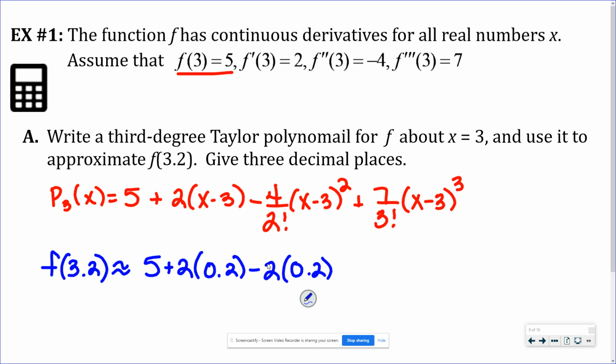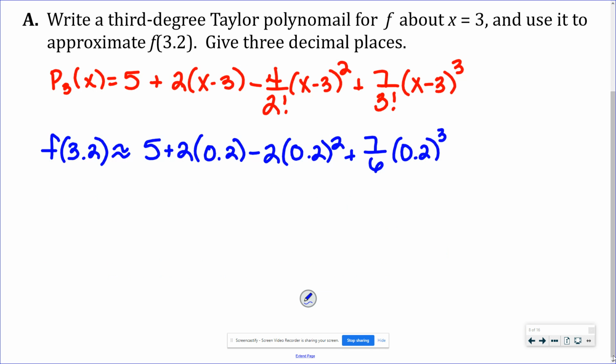That way, when I get to the point where I'm ready to type into a calculator, I'm not typing in as much. So I'm just simplifying the things that are easy to simplify, okay? So this is what it would look like simplified a little. And we're getting, I'm not going to round too much, 5.329. Oh, it does say 3 decimal places, so 5.329.